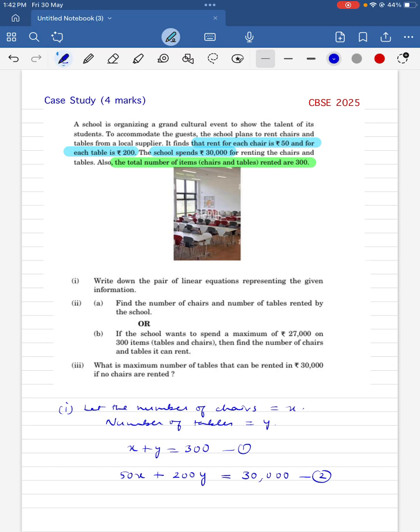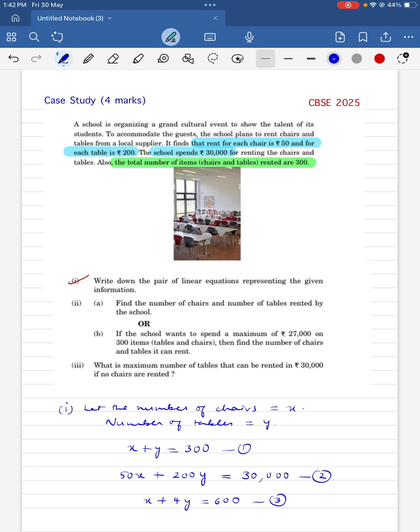But I can simplify this a little bit by dividing throughout with 50. So I will get x plus 4y as equal to 600. Okay, so now we have answered the first part of the question. That is, they have asked you to write down the pair of linear equations representing the given information, which we have done. Okay, so now let's move on to the second part.